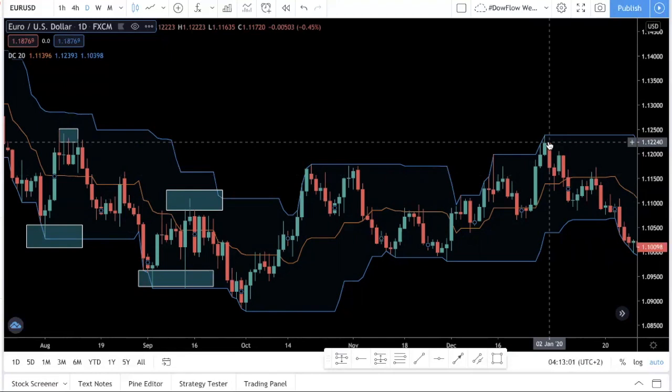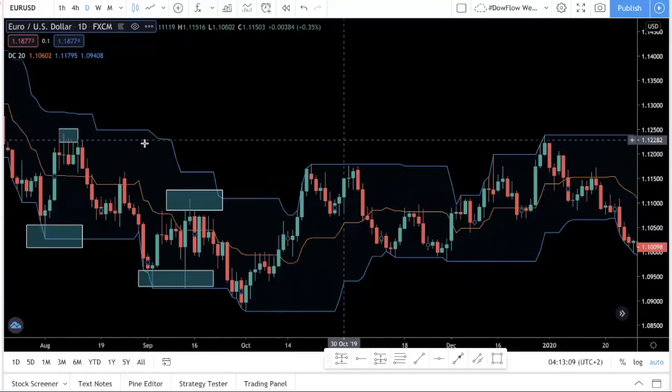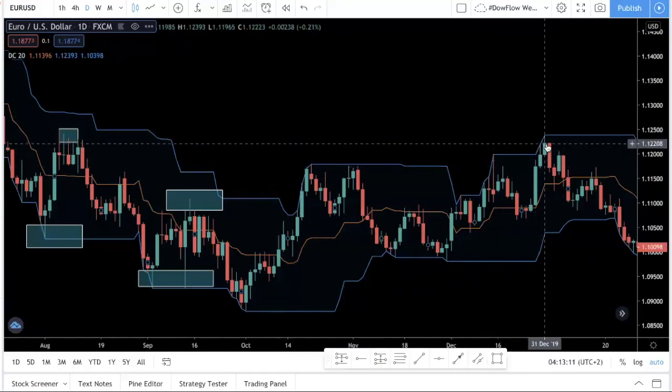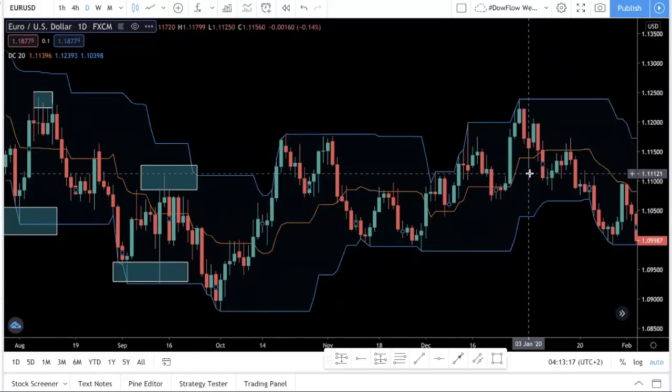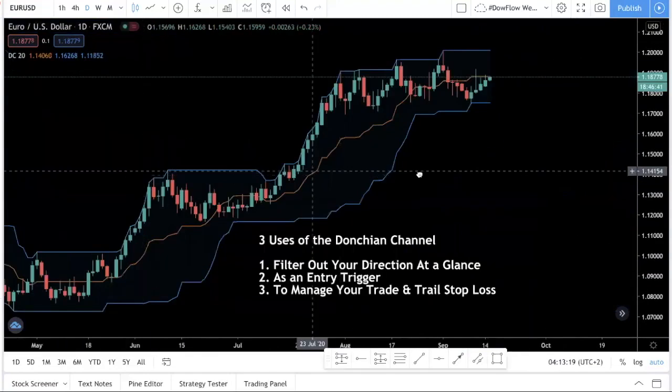If something's not clear, just leave a comment down below. I'll do my best to address it, and our team will look through all your comments. But please do not use this indicator blindly and say something like, oh, there's a breakout of the 20-day high, I'm going to buy straight away. You do not do that. You want to apply it in the right context.